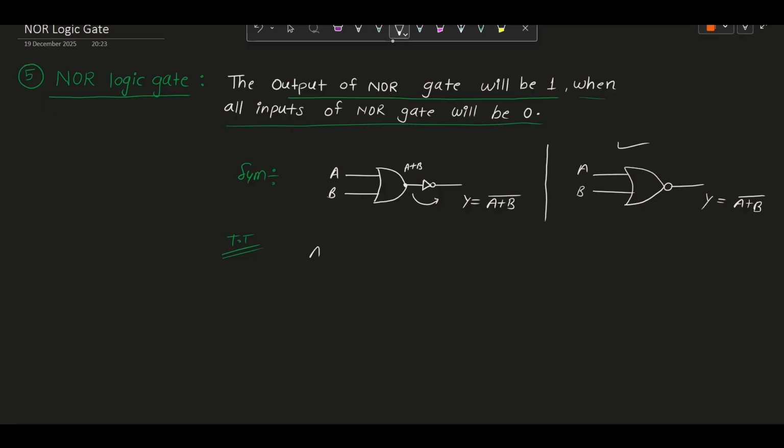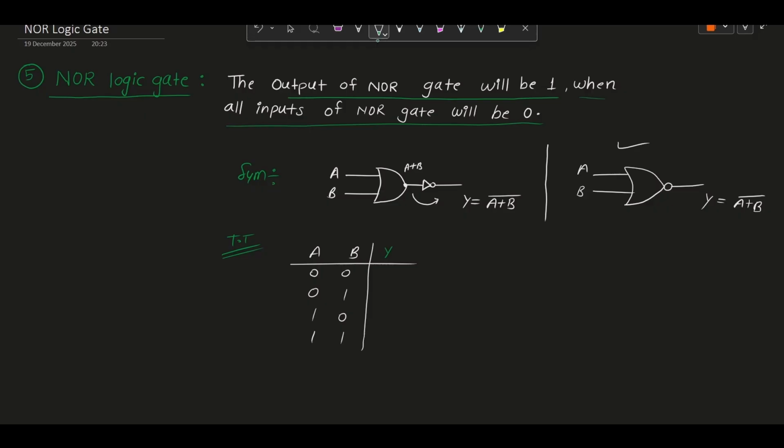As we know, it has two inputs, so a total of four input combinations will be there. So what will be those combinations? 00, 01, 10, and 11. Okay. Now we will see the output corresponding to the input.